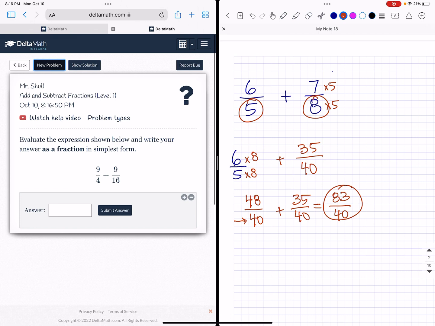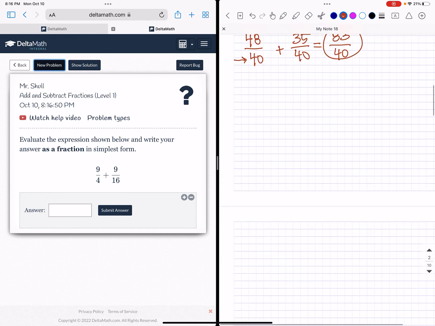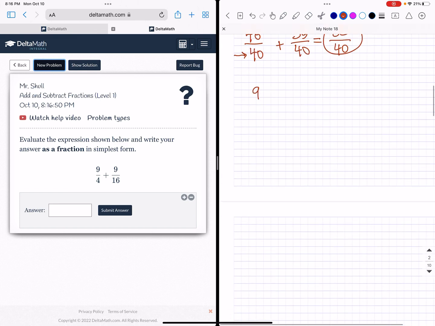New problem. Okay, let's see. 9/4 plus 9/16. Okay, well, I know 4. I need the bottom numbers to be the same. I don't even care what the top numbers are. I know 4 goes into 16 because 4 times 4 is 16. So this first fraction, I'm going to multiply the top and the bottom. I have to multiply them by the same number because that keeps it equal. So I'm going to unreduce it by 4.